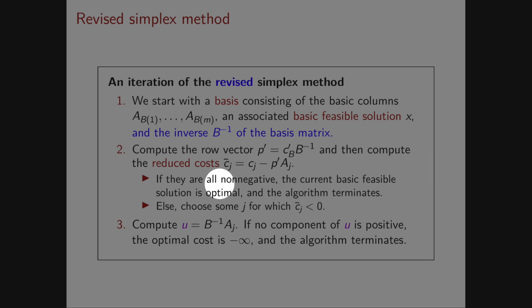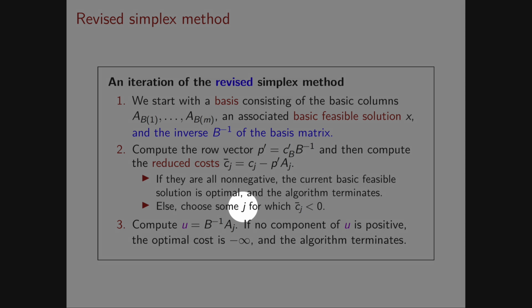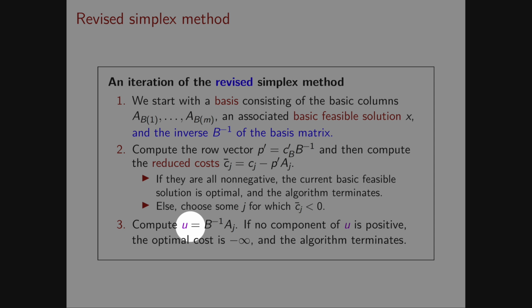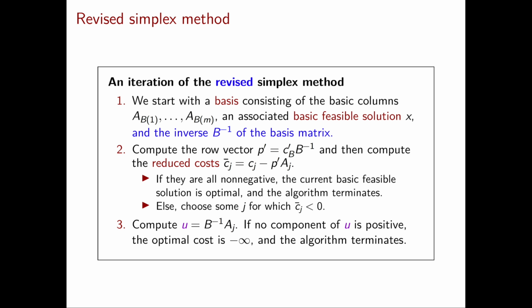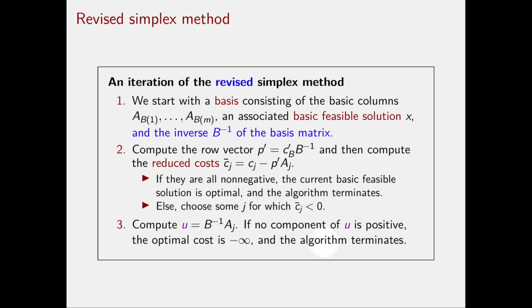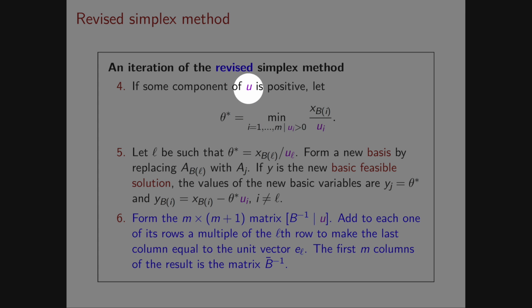If all the reduced costs are non-negative, then the current basic feasible solution is optimal and the algorithm terminates. Otherwise, we choose some j for which C bar j is negative. Next, we compute the vector u, and now we can simply compute it with the formula B inverse Aj. If no component of u is positive, we know that the optimal cost is minus infinity and the algorithm terminates. Otherwise, some component of u is positive, and we calculate theta star as the minimum of the xbi over ui over all i from 1 to m with ui strictly positive.